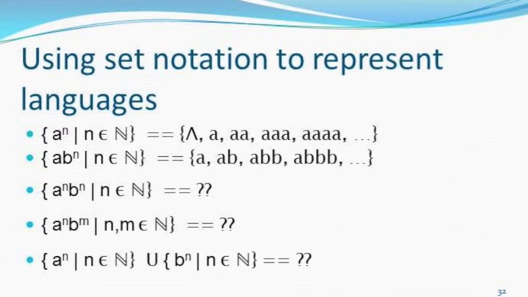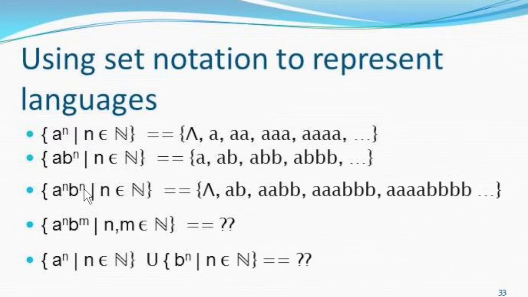The tricky question in this one is, do the number of A's and B's have to match? And the answer is yes, because we have A to the n, B to the n here. So we have the empty string, of course, and then all strings with 1 A, 1 B, 2 A's, 2 B's, and so on, in that order. Order is important here. A to the n, B to the n.